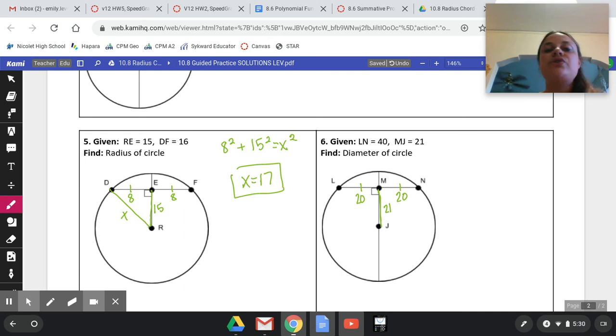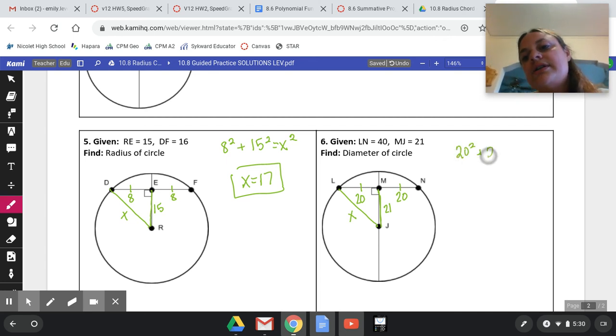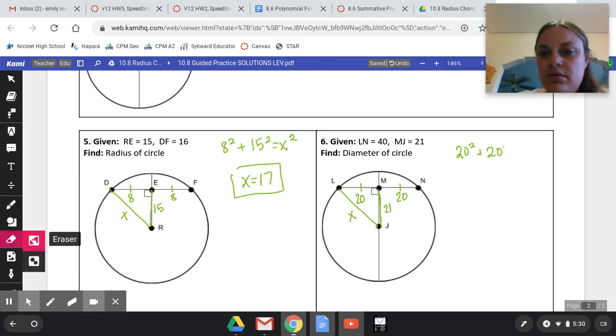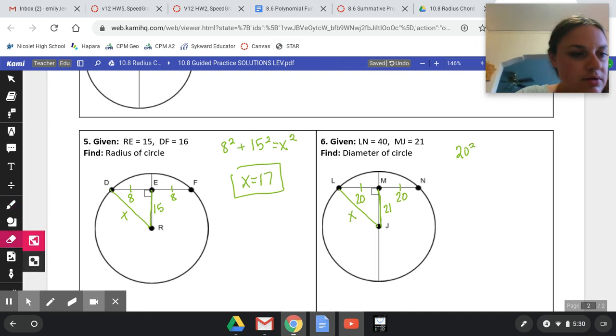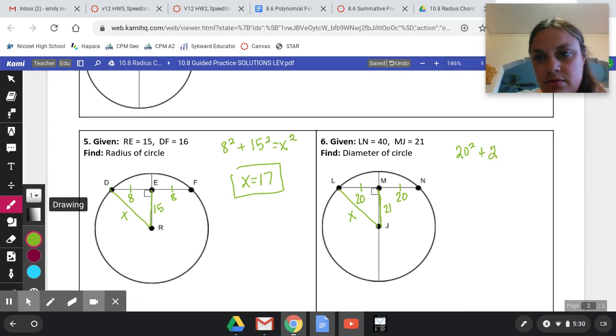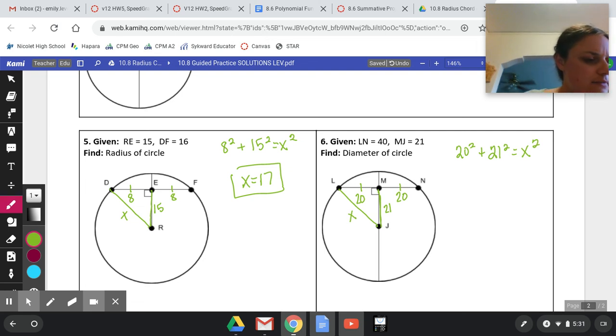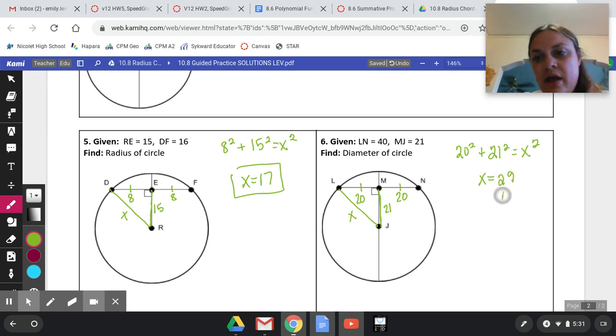So this is going to be kind of a two-step process. First, I'm going to find the radius. Okay, I'm going to say 20 squared plus 21 squared is equal to X squared. Let me see, I don't know this one off the top of my head. Okay, so using the Pythagorean theorem, I get X is equal to 29, and this would be the radius of your circle.